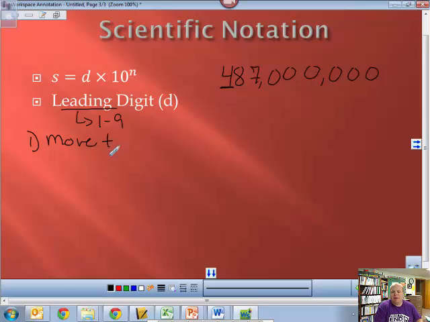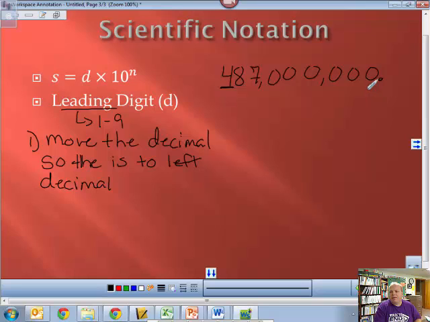Okay, I'm going to move the decimal. My pen will work. So the leading digit is to the left of the decimal, and only the leading digit. Okay, so I take my decimal, go 1, 2, 3, 4, 5, 6, 7, 8. My leading decimal now here, and I moved 8 places.